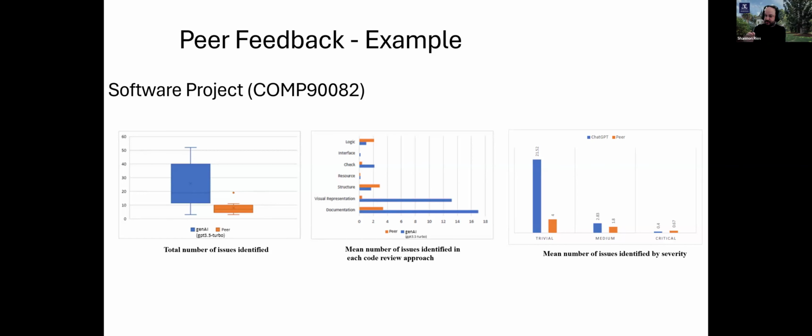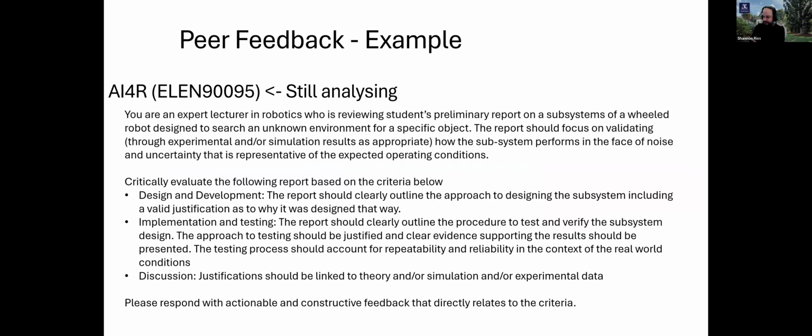Actually, I'll talk about another example before I talk about some of these findings from this result. This was published at ASCII last year, so you can go look up the paper. I can share that with you if you want it later. Another subject that we implemented this in, we're still analyzing this data, but it ran last semester. This subject is in electrical engineering. It's called AI for Robotics. Students make a robot with AI, and they write some reports about that.